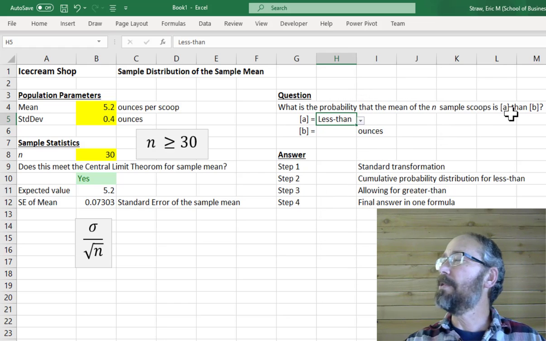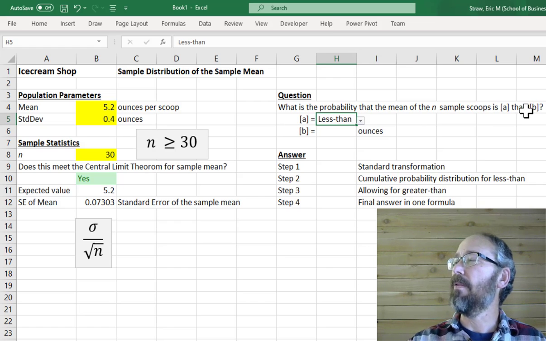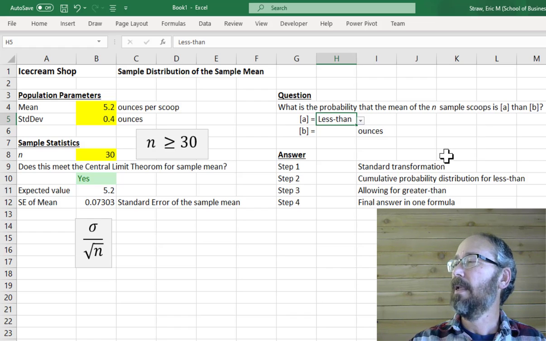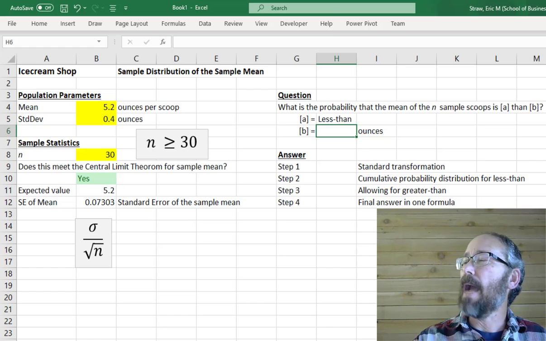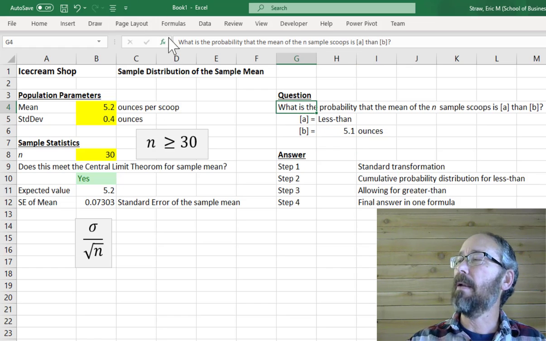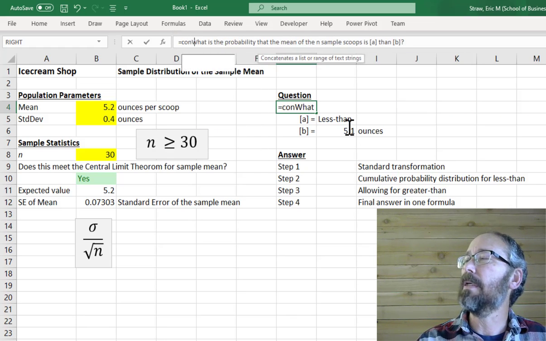So our sentence reads something like, what is the probability that the mean of n sample scoops is less than... right now, less than, and I've got "then" there twice, so we'll take care of that. But I could say 5.1, right? Now, let's just clean this up here, and let's do it with the concatenate function, equals CONCAT.